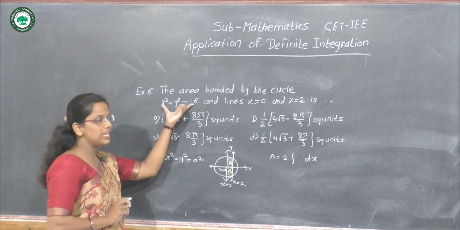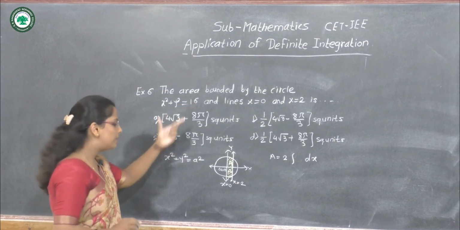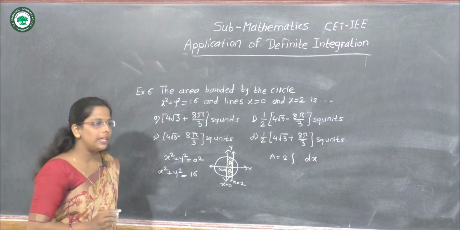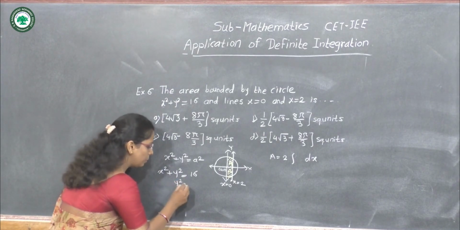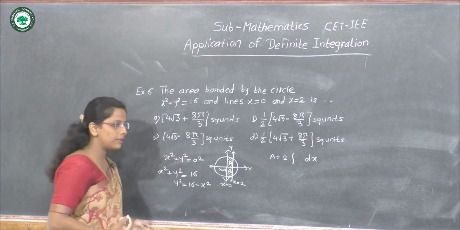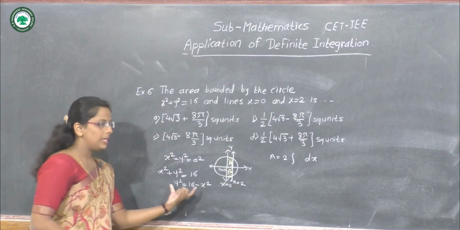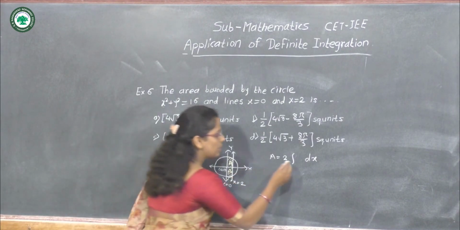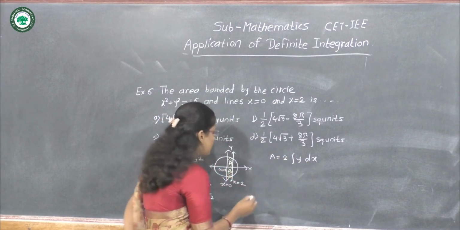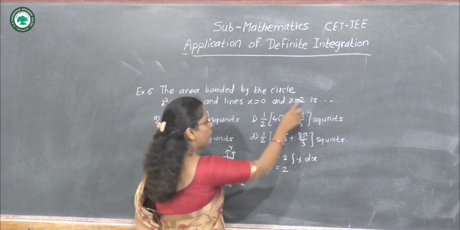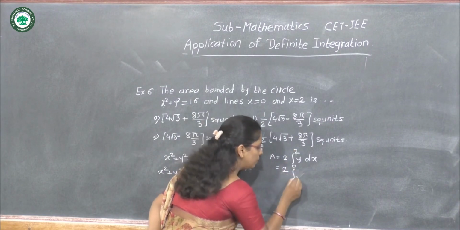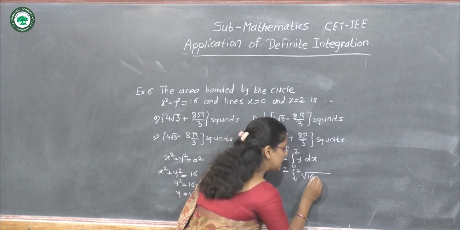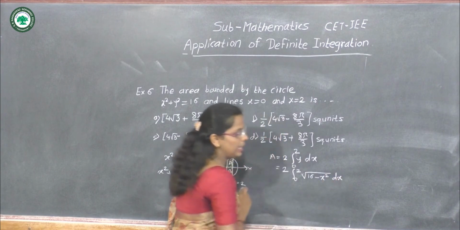dx. Now from this x square plus y square is equal to 16, we can find the value of y. y square is equal to 16 minus x square. Now y is equal to, taking square root, square root of 16 minus x square. This is y dx. Now put the value of y. Limit is 0 and 2. Value of y is square root of 16 minus x square dx.